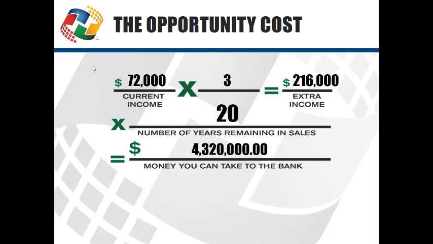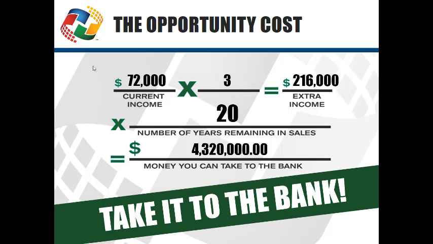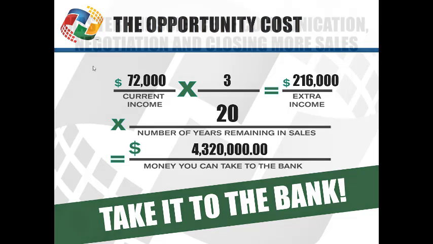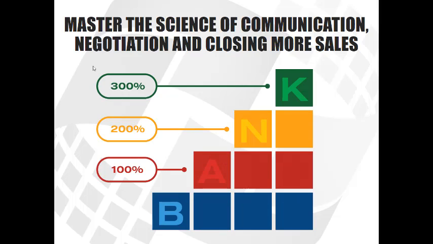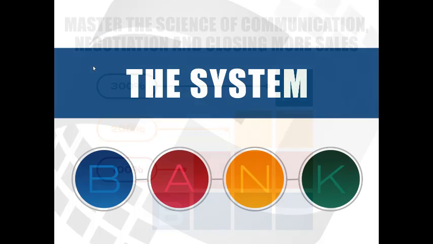In other words, if you knew how to pop that CRYPTEX, you may be able to increase your sales by 3 times, and over 20 years, if you start out at $72,000 a year, that could lead to an extra $4 million. This is why Sherry says, take it to the bank by learning this system. So it's really important to master the science of communication, negotiation, and closing more sales by understanding each of these different codes.